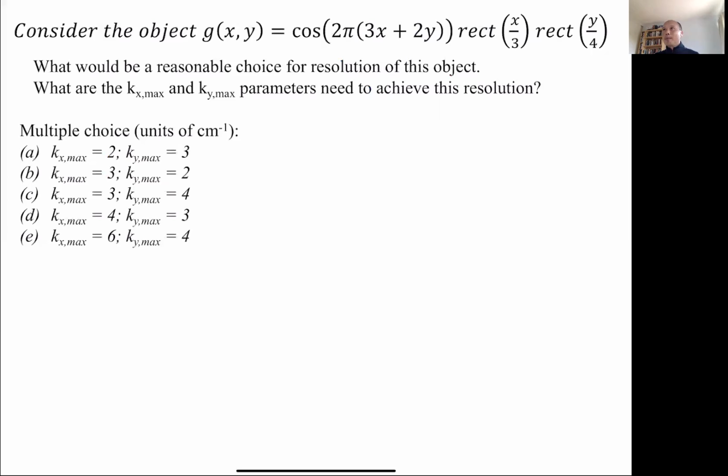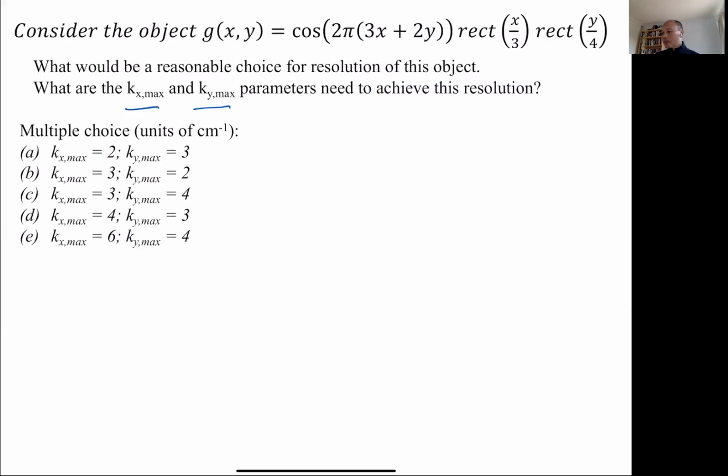Okay, so let's do a problem. We'll do this one together so that this will help set you up for the homework. So the question is, consider an object g of xy equals cosine of 2 pi times 3x plus 2y, times rect of x over 3, rect of y over 4, right? What would be reasonable choices for the resolution of this object? And also, what are the kx max and ky max parameters needed to achieve this resolution?